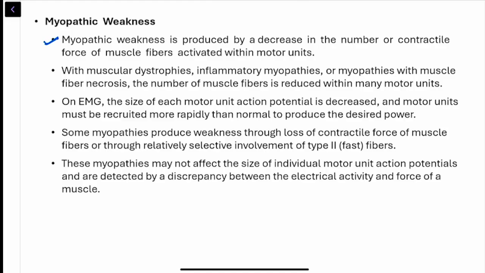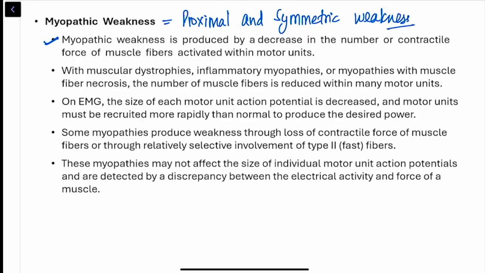We have already read that myopathic weakness is proximal and symmetric. Let us see where it is written. Okay, I will write: it is proximal and symmetric weakness. Right. Inflammatory myopathy, myopathy with muscle fiber necrosis, like muscular dystrophies. Right. On EMG, the size of the motor unit action potential is decreased and motor units must be recruited more rapidly.